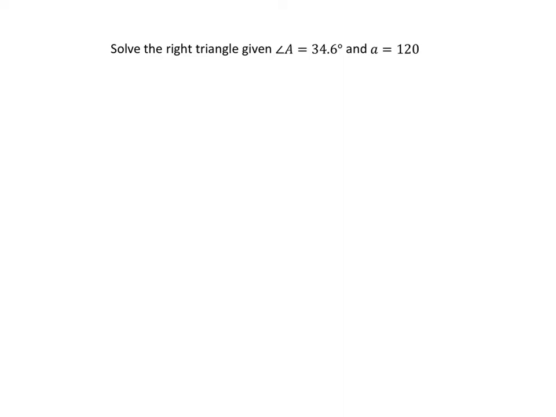The first type of problem will look like this. Solve the right triangle if angle A is 34.6 degrees and side A is 120. The first thing that I always recommend you do is draw the sketch. You know what? I'm not going to put A right there. For this one, I'm going to put A here. And that's really because of the way I drew this.